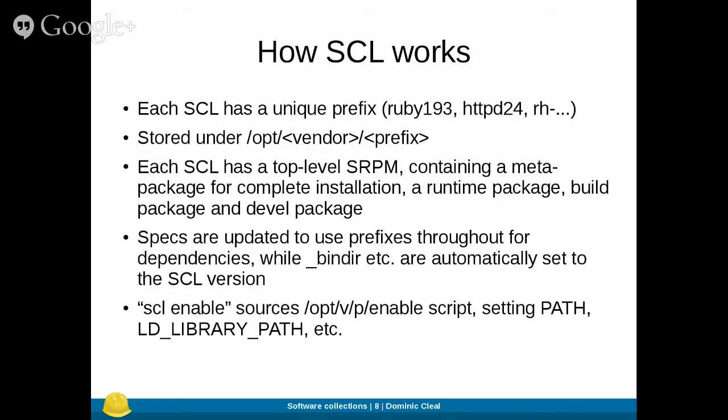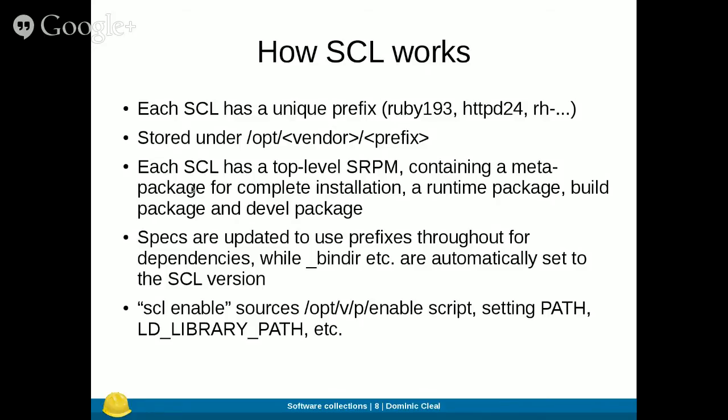Existing macros like bindir, which usually expands to /usr/bin, expand to the software collection version instead. So we now have /opt/rh/python33/root/usr/bin for bindir. And that allows much of the magic in a spec file to carry on into the software collection version.